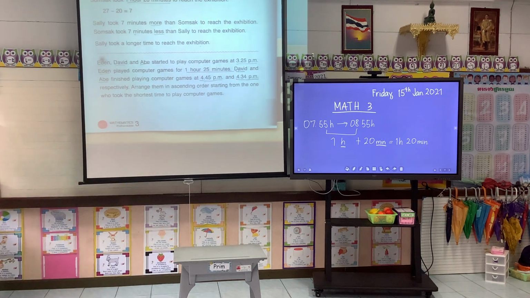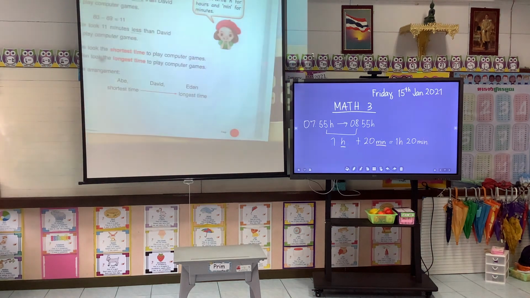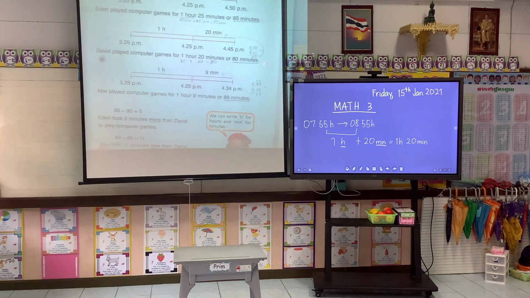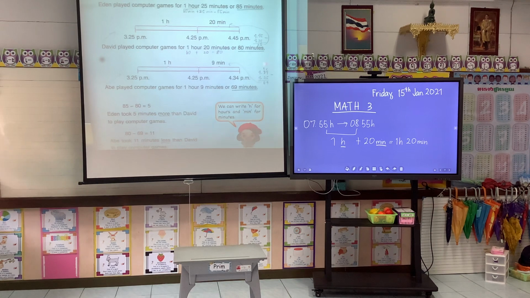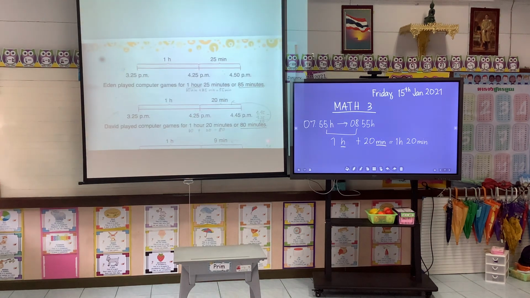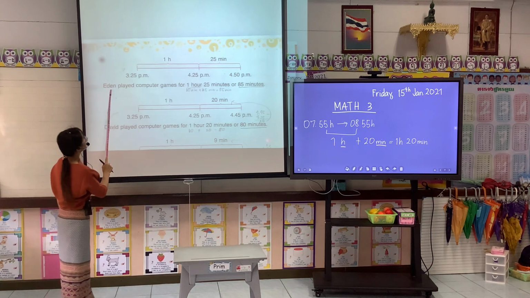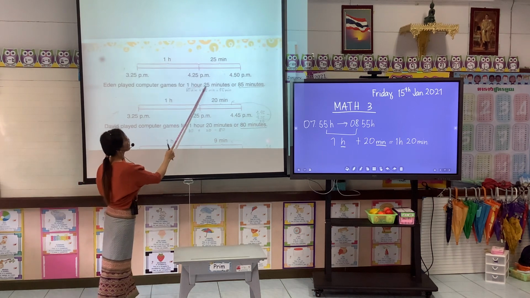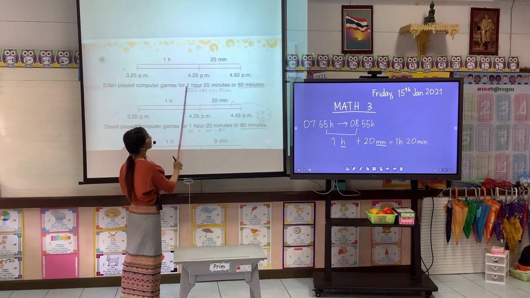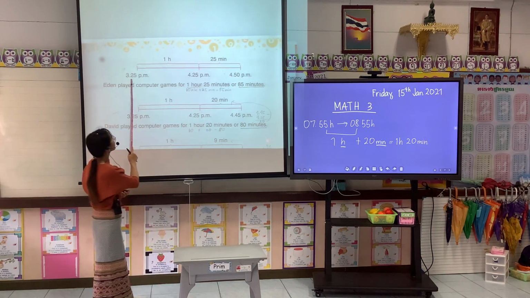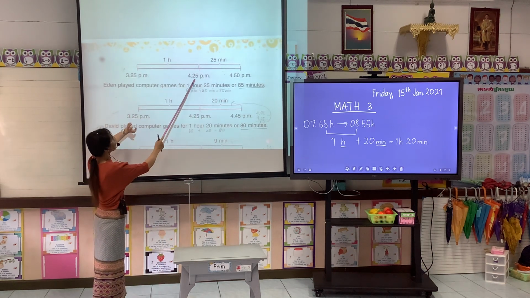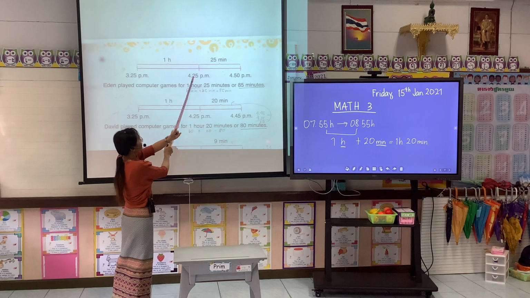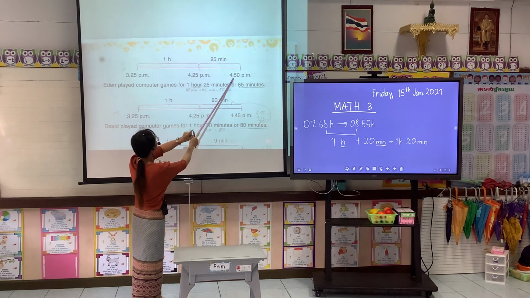Now, let's see. The first one, Eden. How long did Eden take to play computer games? Eden played computer games for 1 hour 25 minutes. So from 3:25 p.m. to 4:25 p.m., that is 1 hour, right? He stopped at 4:50 p.m.